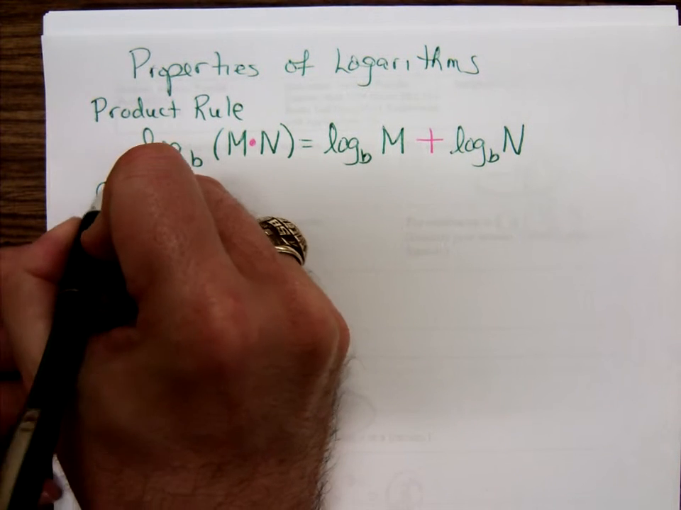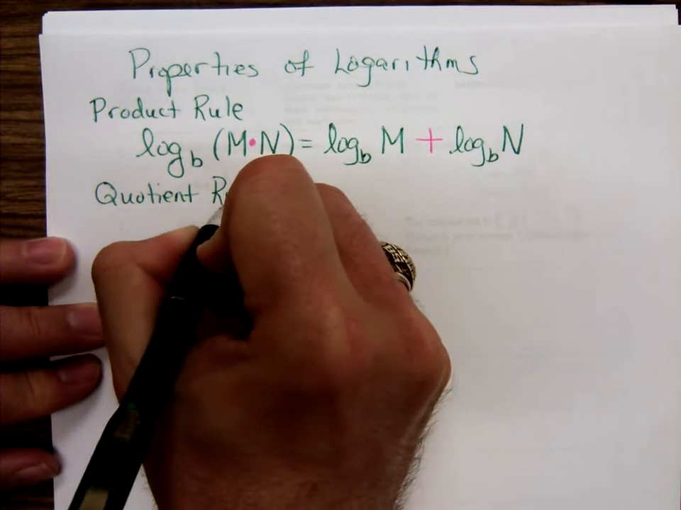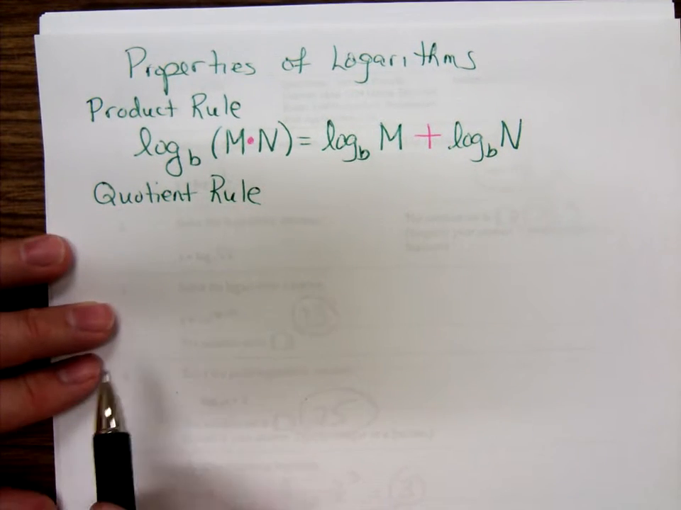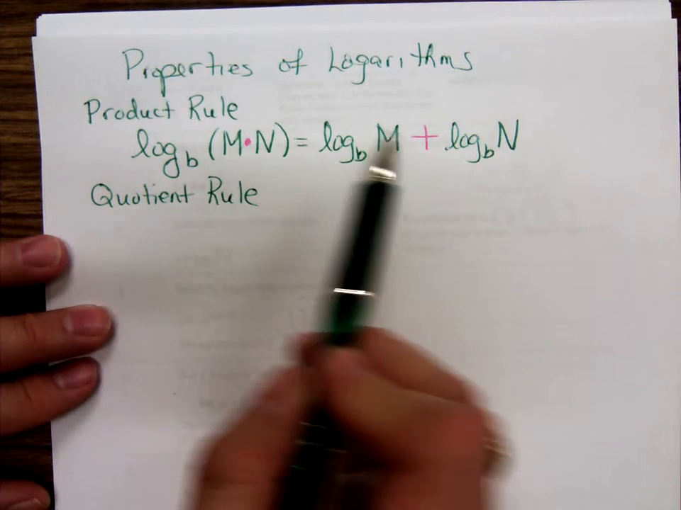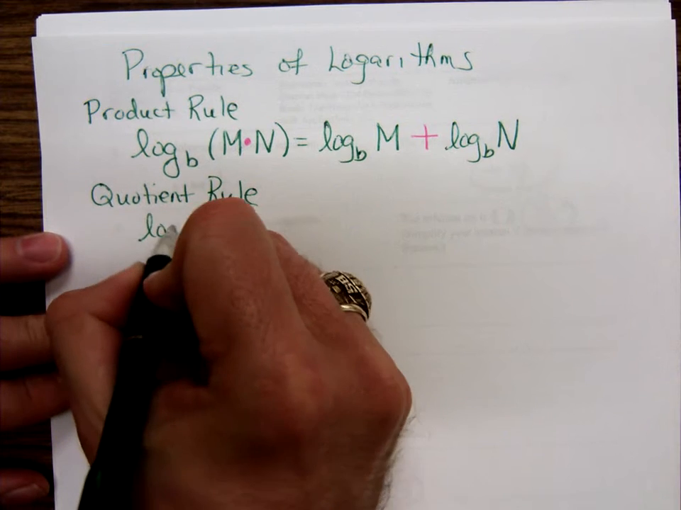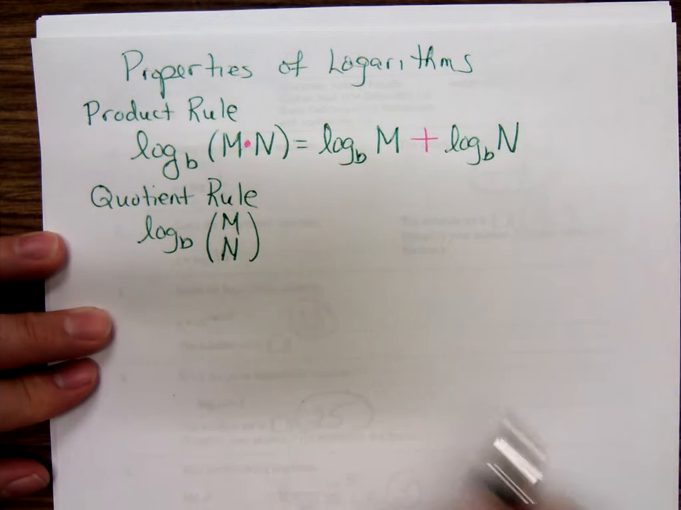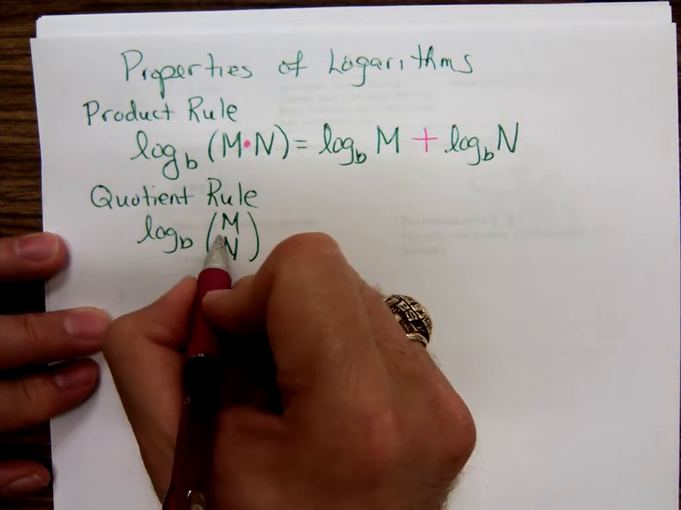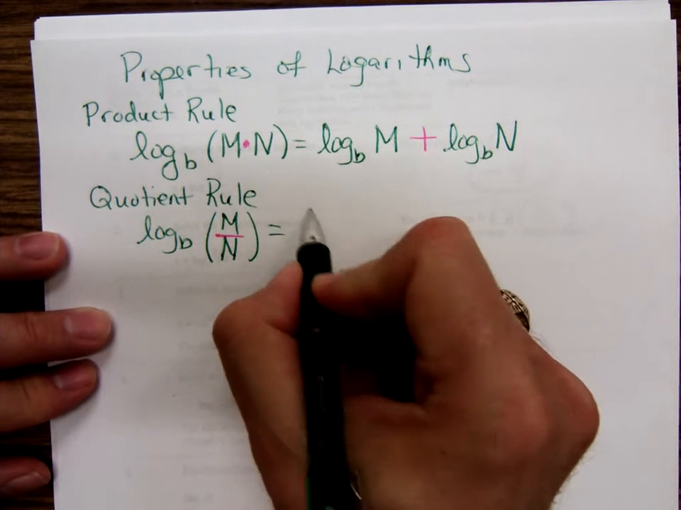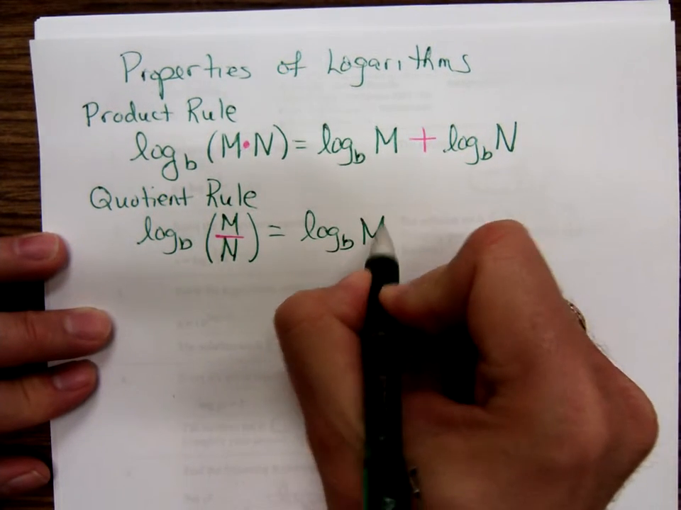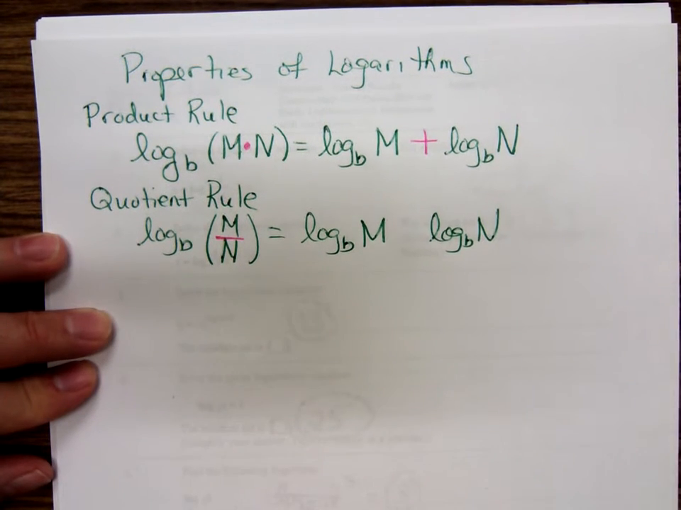Next is the quotient rule of logarithms. Most people sort of guess, okay, if we can rewrite or separate multiplication with addition, they're going to guess we can probably redo division, that's what quotient is, as subtraction. Log base b of m minus log base b of n.